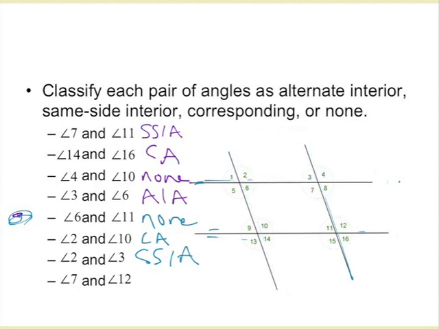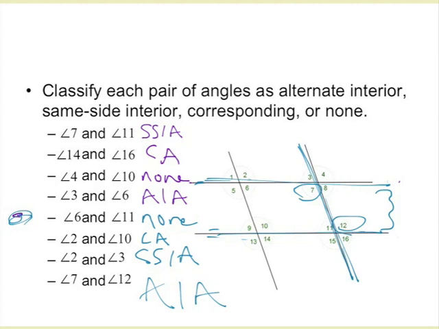And 7 and 12, if I trace those out, I didn't need the line over on the left at all, so those can be a special pair, and they are AIAs. They are on opposite sides, and they are between the set of lines.